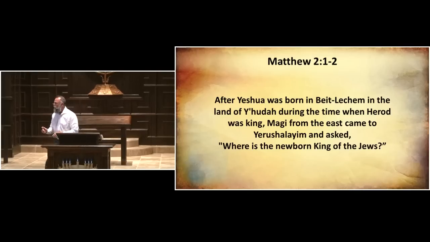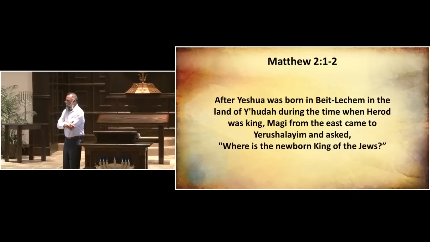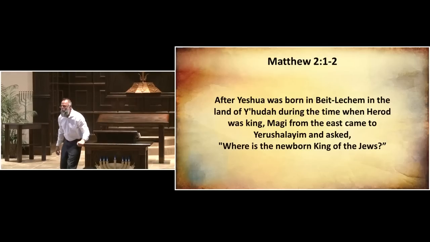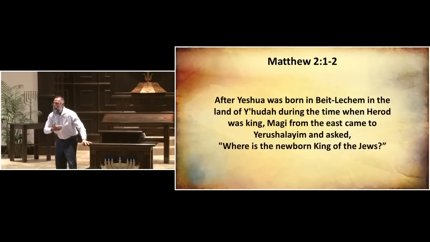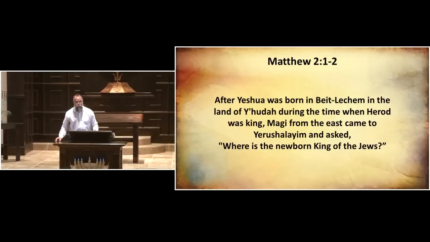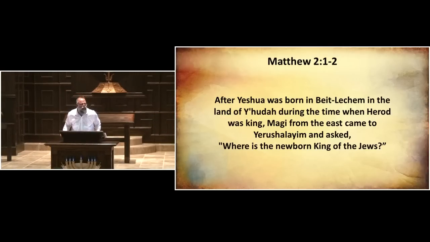How did they know about this special star? How did they find out? Danny Boy, old Danny Boy. He was the head of the seers in Babylon, Magi from the east, and he told them about these prophecies. And they told their kids, and they told their kids. And one generation said, we've seen his star. What star? The Kochav. It's a messianic star that shone over where the Messiah was born.